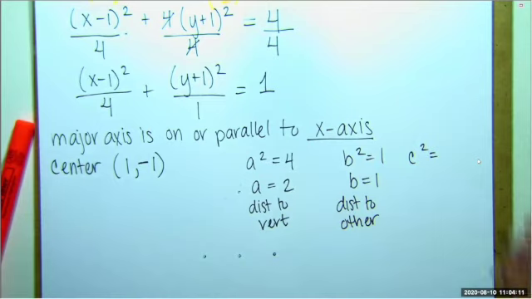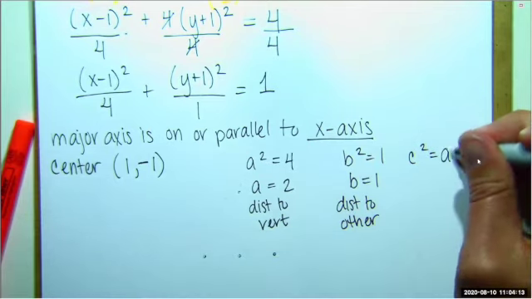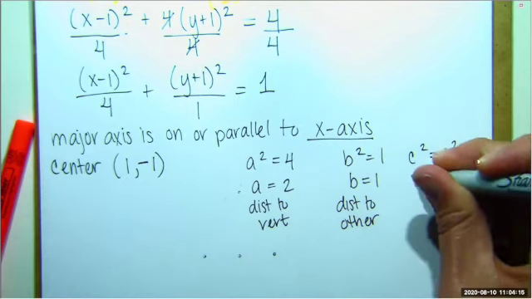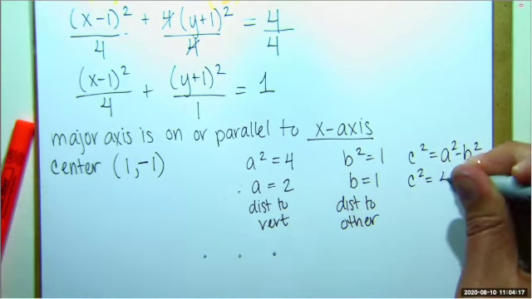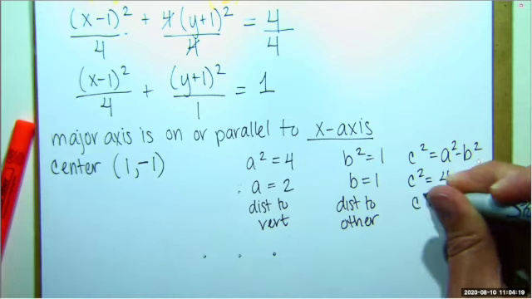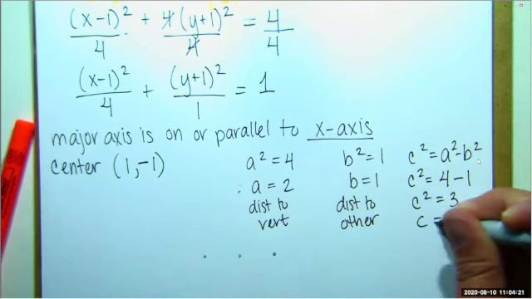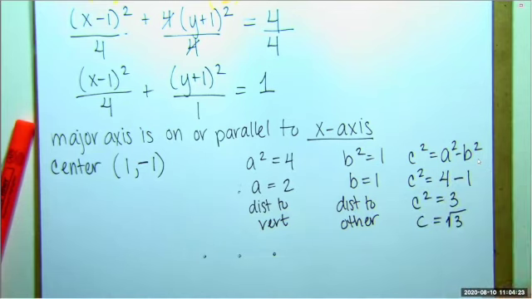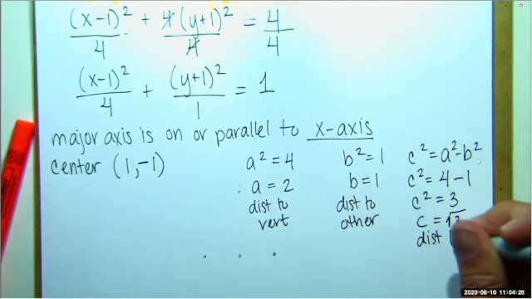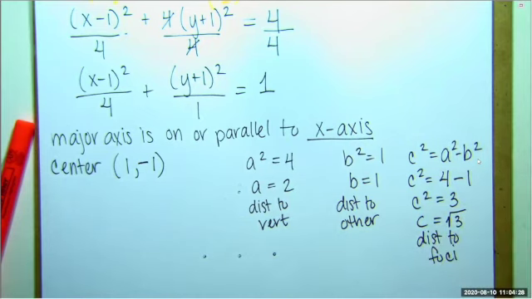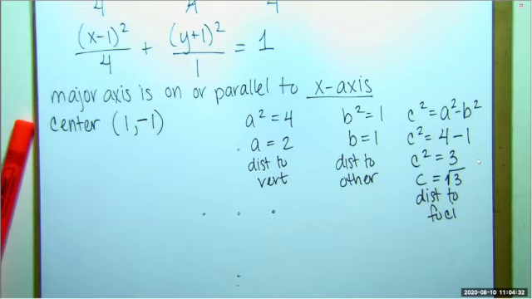The next one we know, c squared, our equation tells us is a squared minus b squared. So here a squared is 4, b squared is 1, so c squared is 3, which means c is the square root of 3. That's our distance to our foci. Next thing we'll do is list out our foci, our vertices, and those other points.